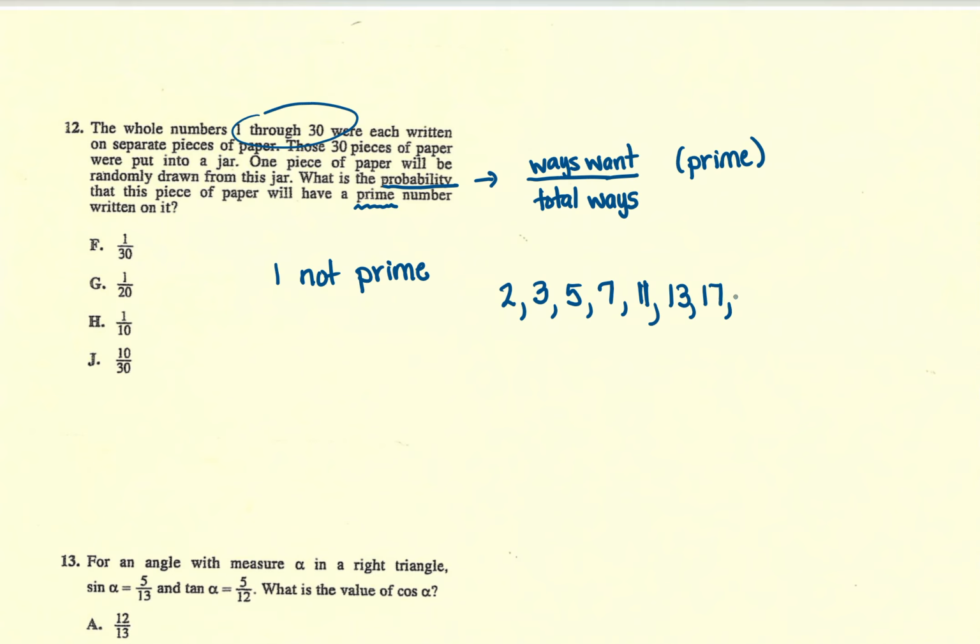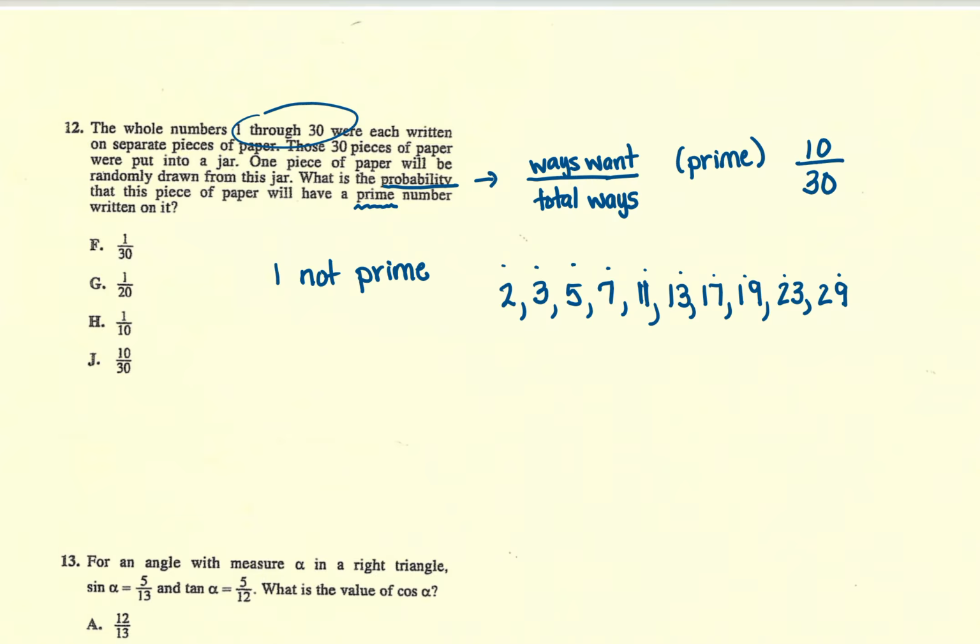17 is the next one, not 18, but yes, 19. Not 20, not 21, not 22, but yes, 23. Not 24, not 25, 26, 27, 28, but yes, 29. So these are my prime numbers. If I were to count these up, that's 1, 2, 3, 4, 5, 6, 7, 8, 9, 10. So 10 ways to get what I want over the total of 30 ways.